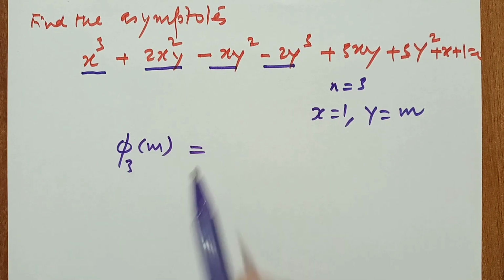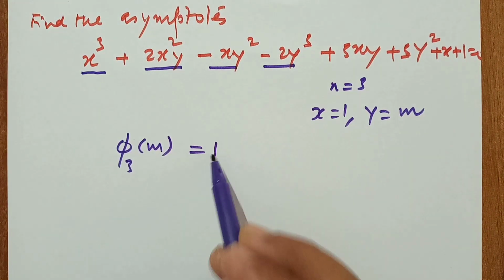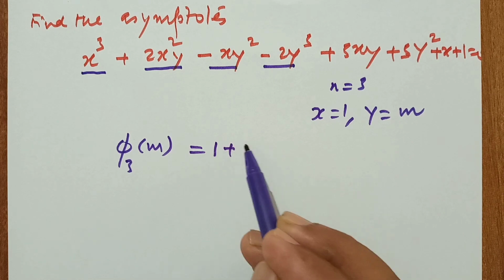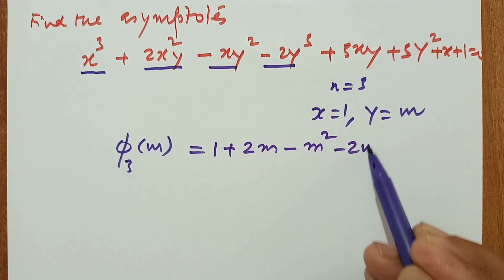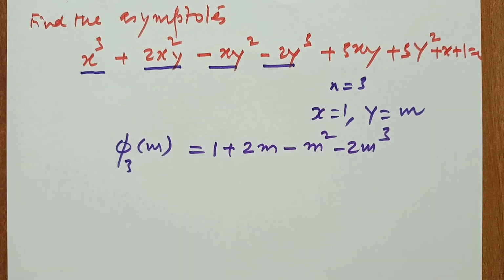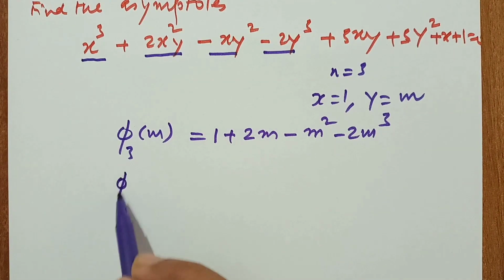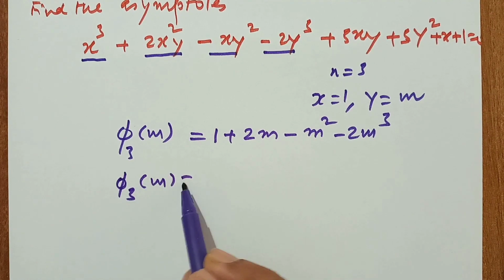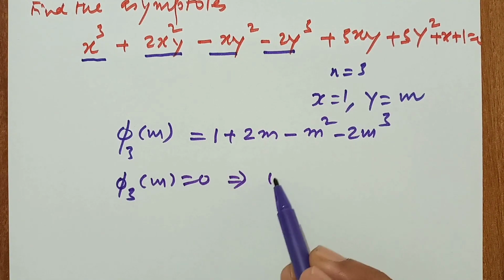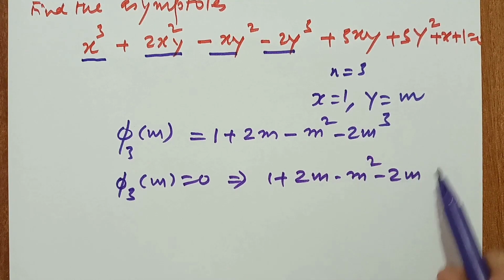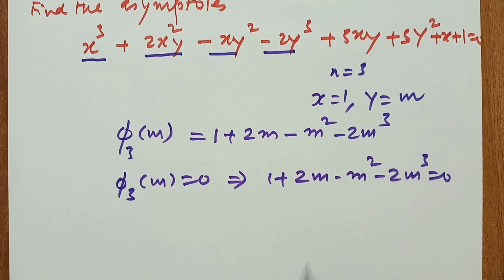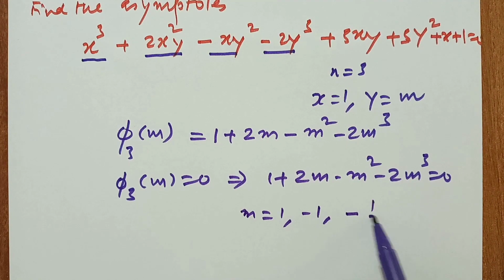With x equal to 1, we get 1 plus 2m minus m square minus 2m cube. Phi 3 m is equal to 0, it means 1 plus 2m minus m square minus 2m cube is equal to 0. This is very easy for obtaining the value of m. So m is equal to 1, minus 1, minus 1 by 2.